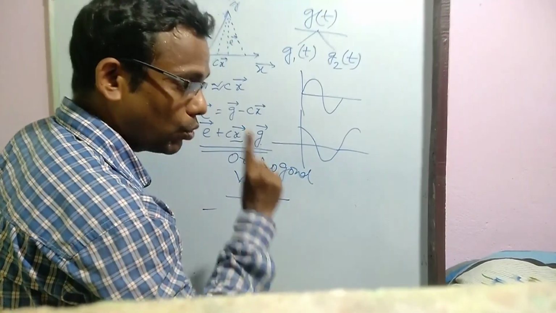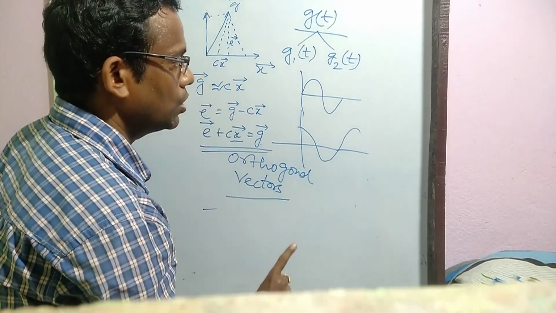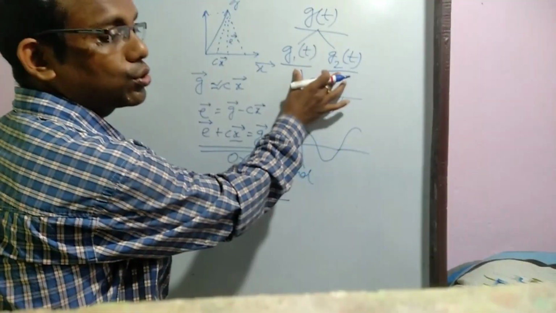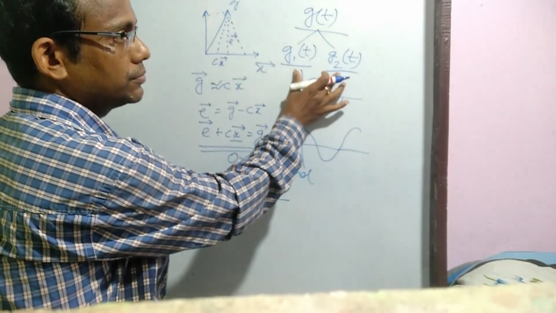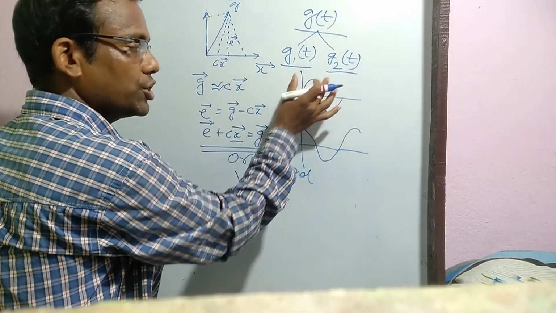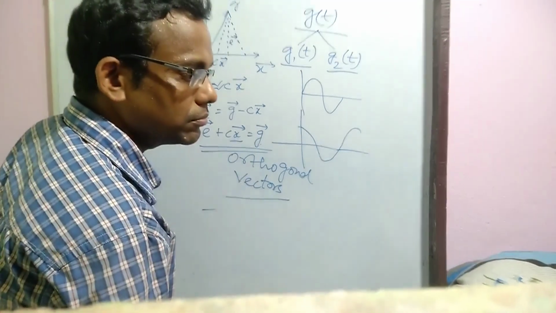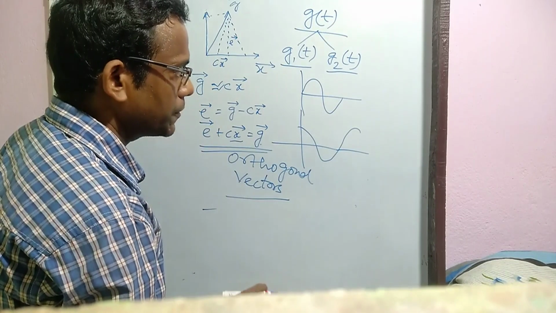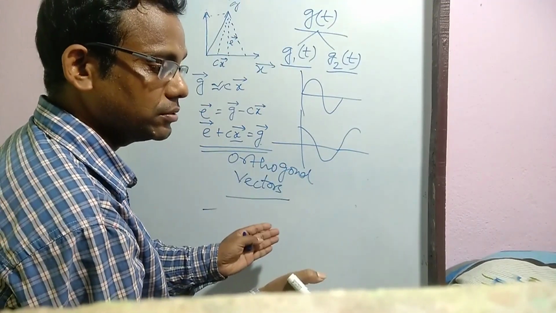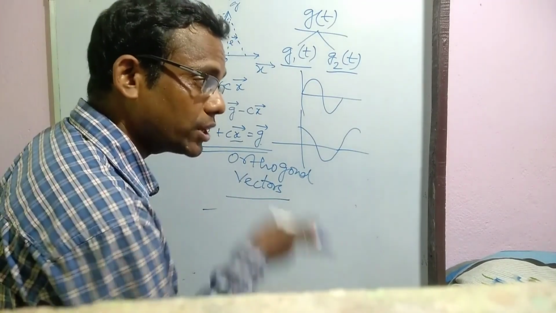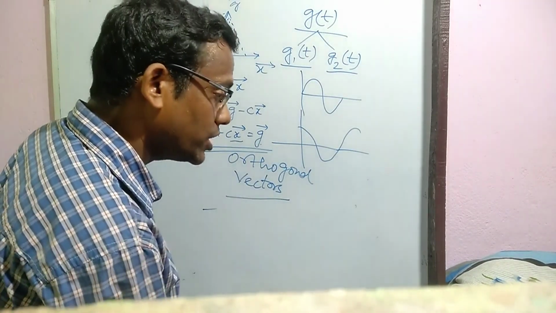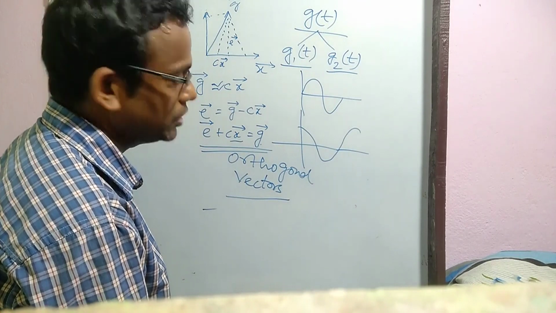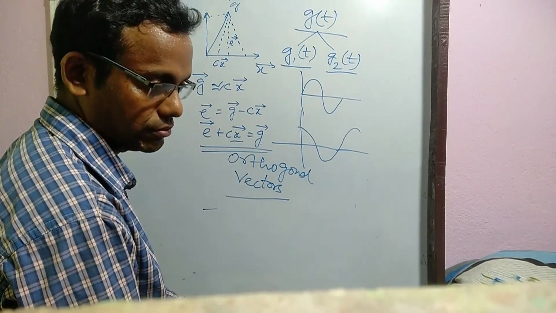This is only true if g1(t) and g2(t) are orthogonal to each other. Right? This is another important finding which inspired the Fourier series: if you can represent a signal in terms of orthogonal signals only, then you will get several advantages, including calculating the power of the signal.